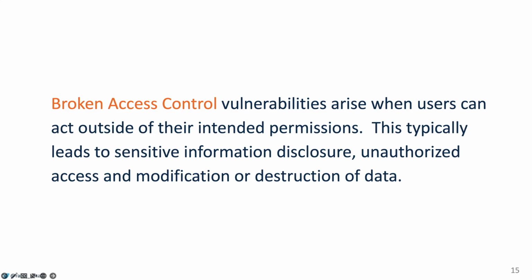And this leads us to the main topic of this presentation, which is broken access control vulnerabilities. Broken access control vulnerabilities arise when users can act outside of their intended permissions. So for example, just like we saw, a regular user being able to perform admin functionality or a regular user being able to view the personal information of another user on the system. Now, the impact of broken access control vulnerabilities really depends on the type of access control vulnerability that you find. Some of them lead to sensitive information disclosure, whereas others lead to unauthorized access or even modification or destruction of data. And we'll talk more about that later.